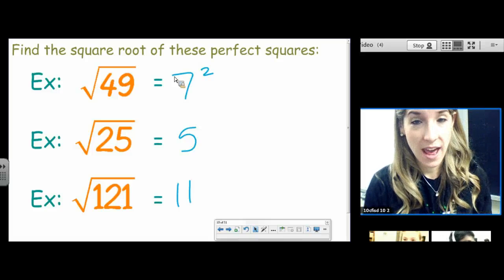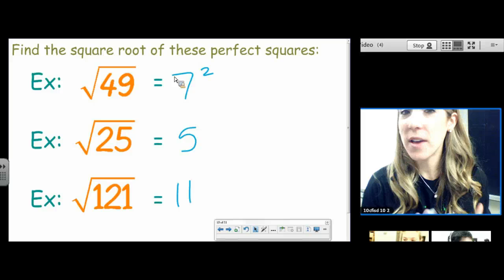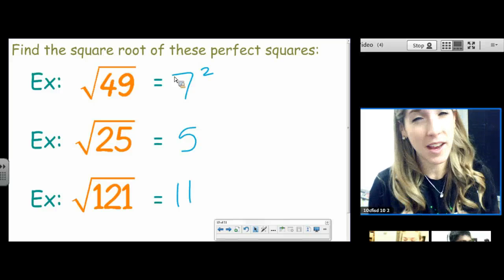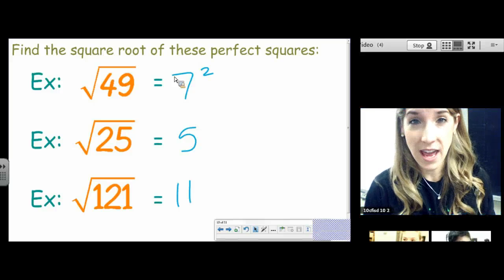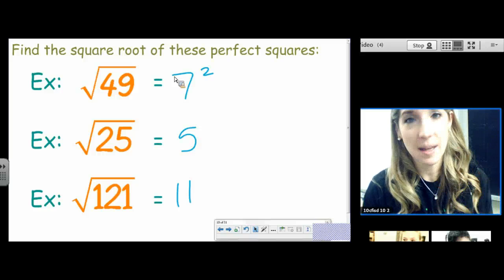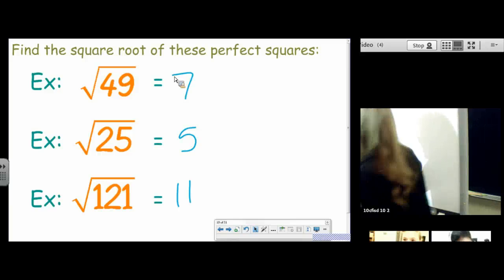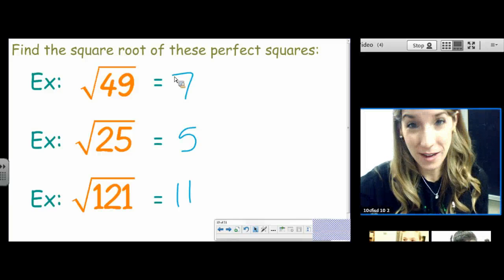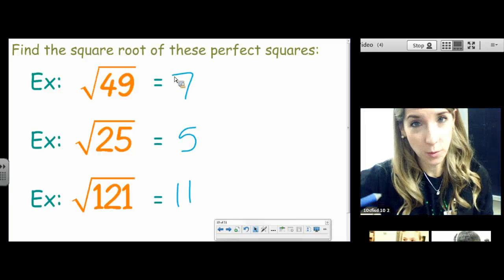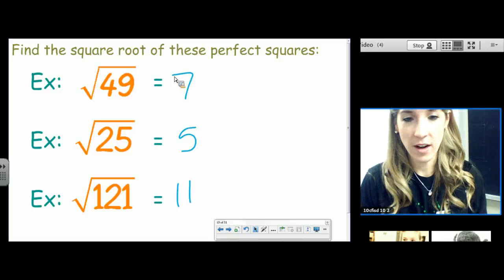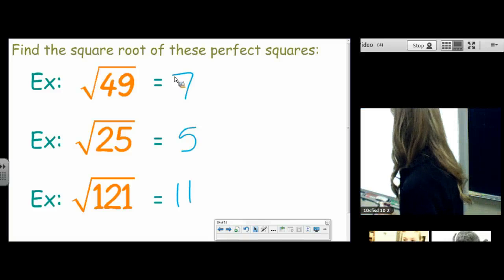And that is not okay. So be so careful. If you put 7 squared, you don't really understand what a square root is, okay? The square root of 49 is simply 7. Don't ever, ever, ever add a squared to it. Yes, 7 squared is 49. But what's the square root of 49? It is 7. So be very careful, okay?